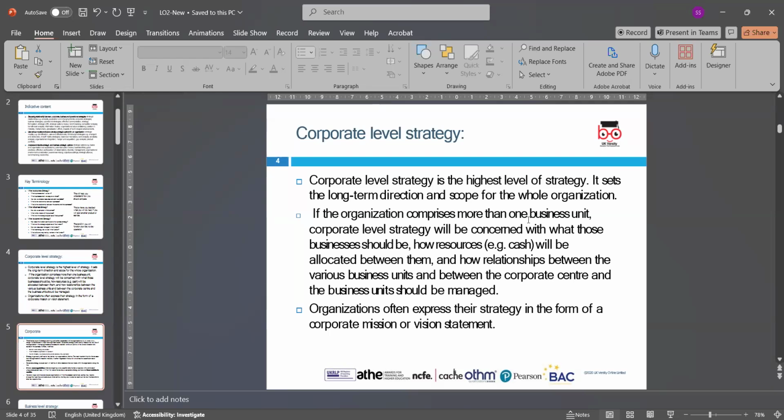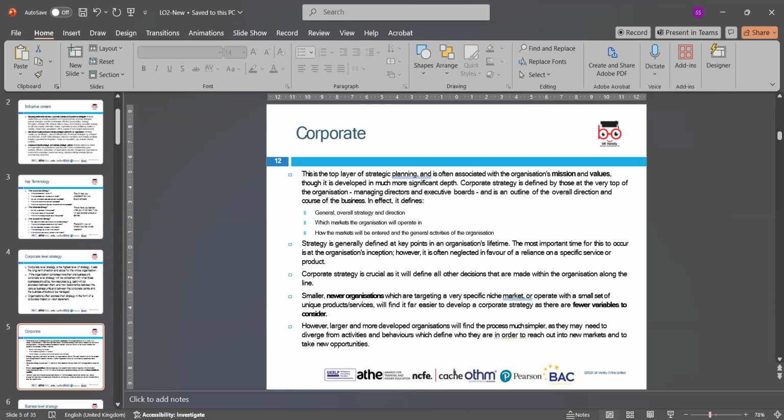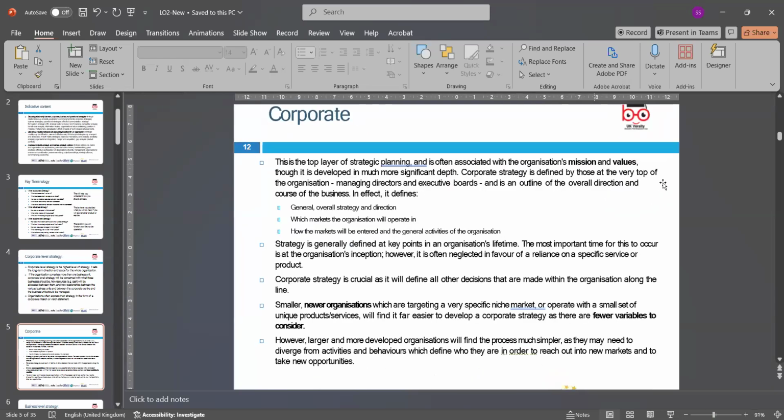So if we talk about the corporate level strategy, basically it is based on the mission and vision of the organization. So they are aligned and based on that. And it is a higher level of planning, done in very deep depth, because they are considering every element of the organization. It is not just considering one part of the organization.